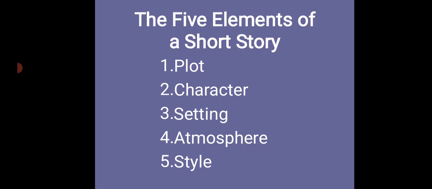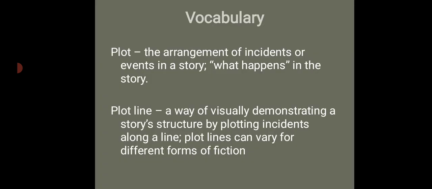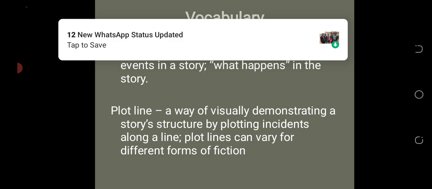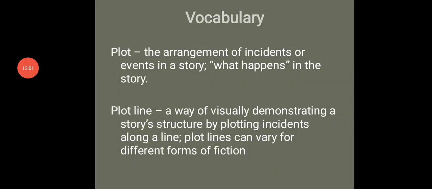The five elements of a short story: one, plot; two, character; three, setting; four, atmosphere; five, style. Plot: the arrangement of incidents or events in the story. What happens in the story? Then, plot line: a way of visually demonstrating a story's structure by plotting incidents along a line. Plot lines can vary in different forms of fiction.